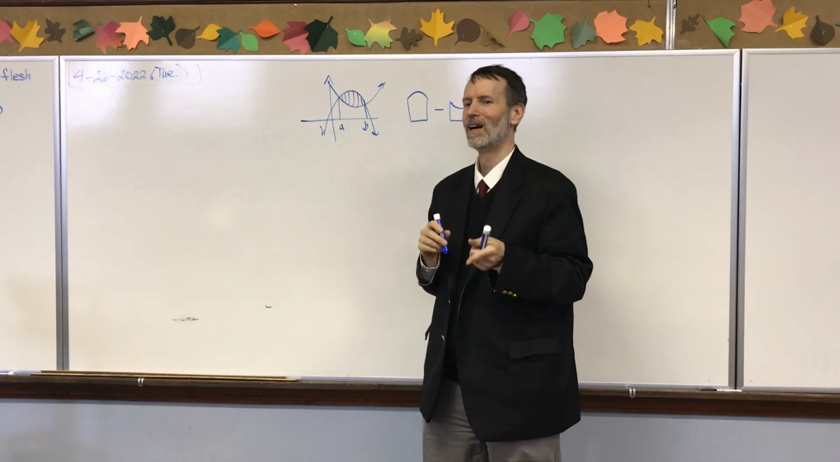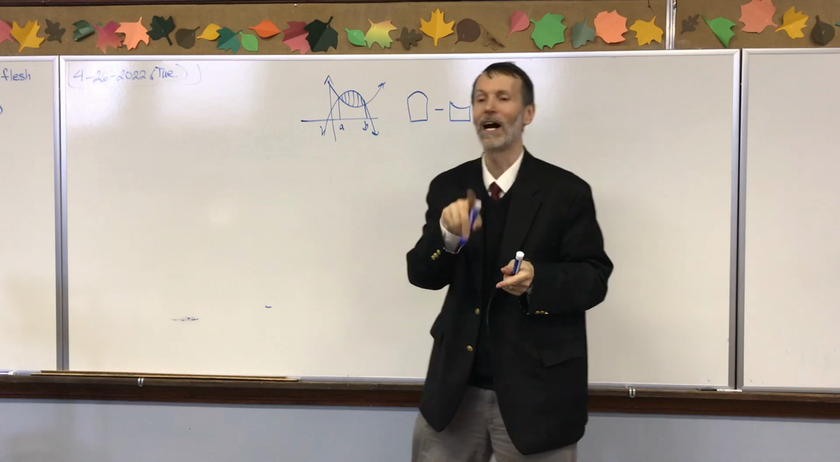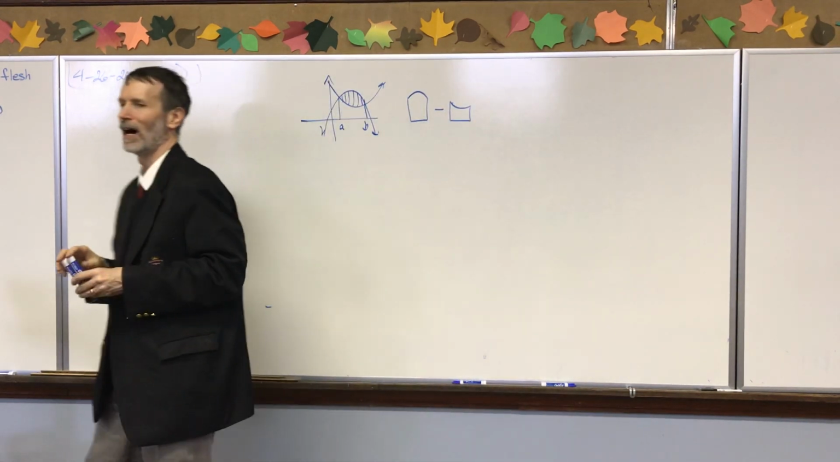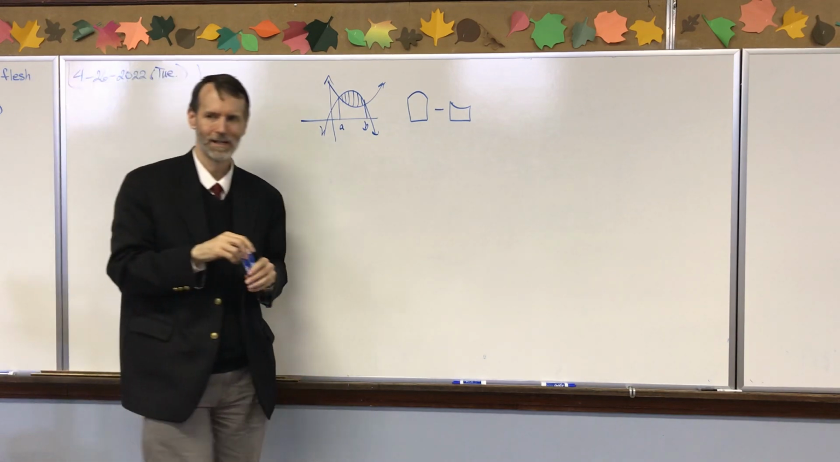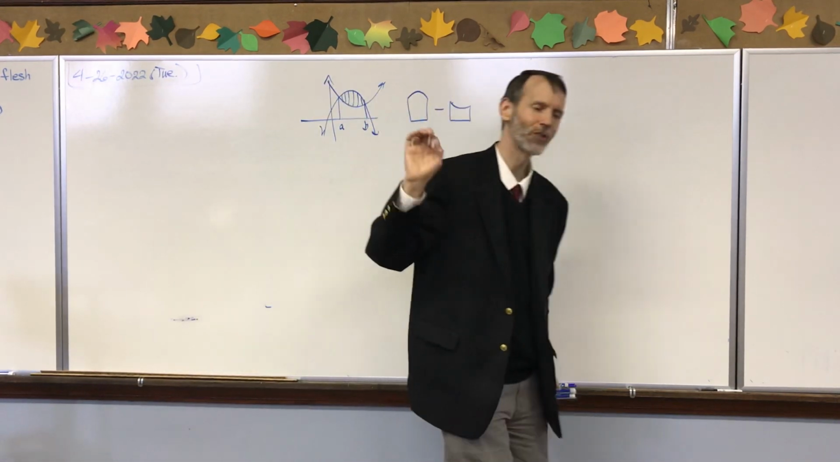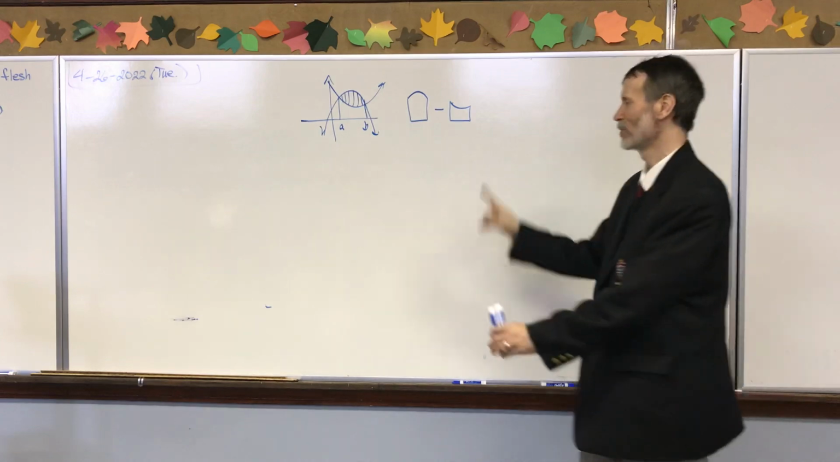Equals pi r squared h. Pi r squared h, good. What is the volume of a shell, Max? 2 pi r h t. Correct, 2 pi r h t. That was the second thing we did.